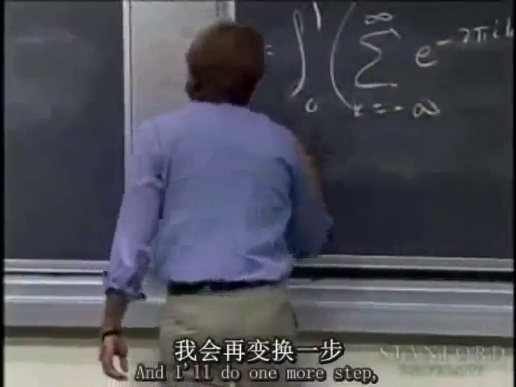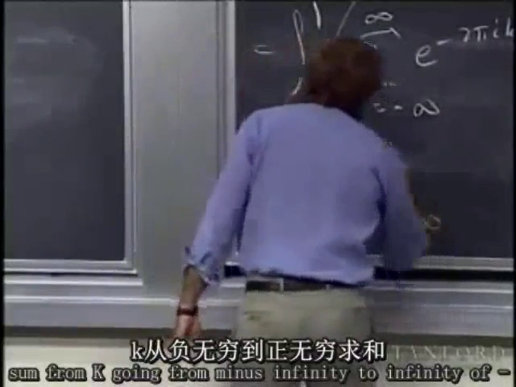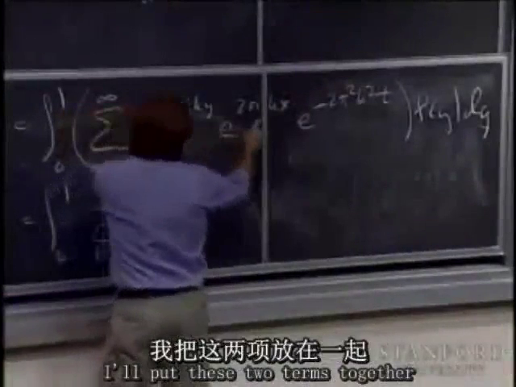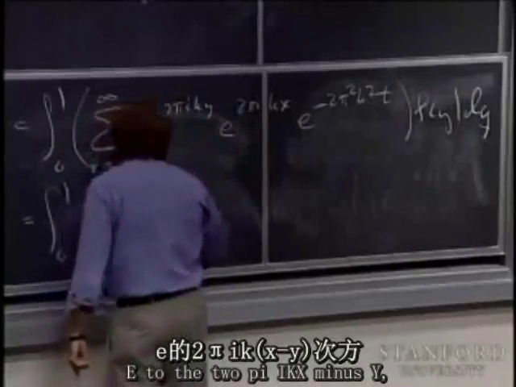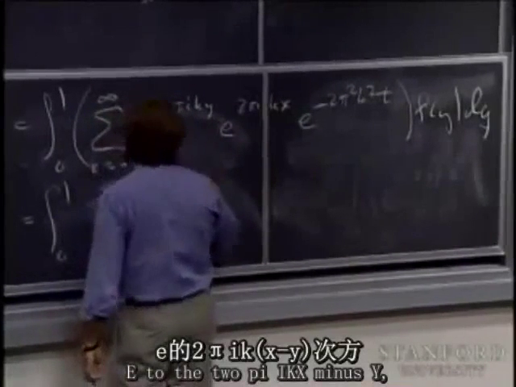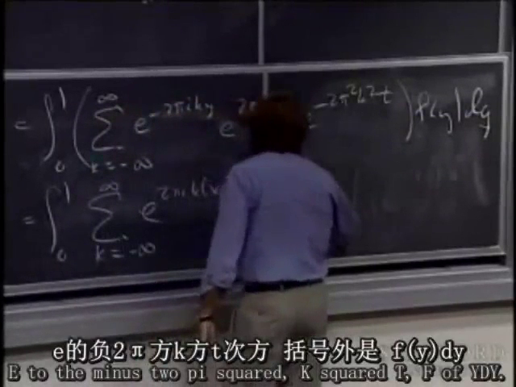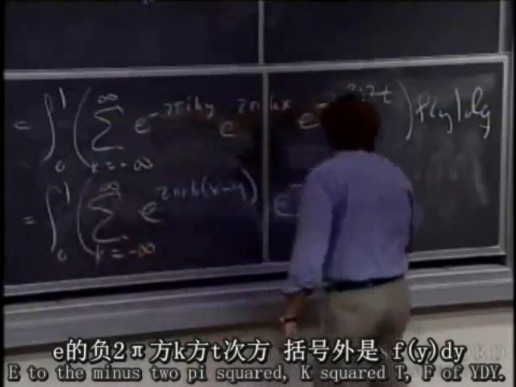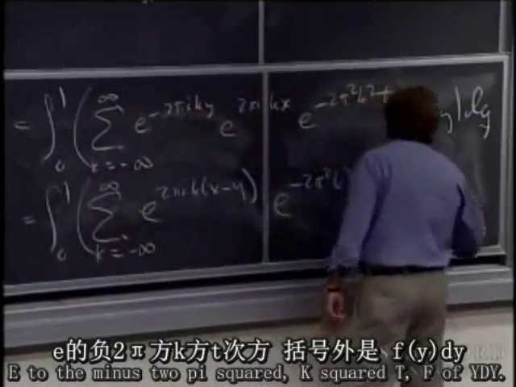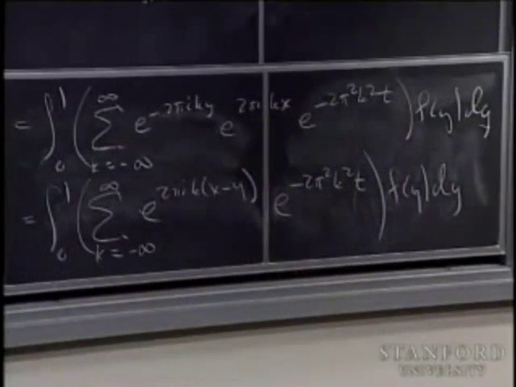And I'll do one more step. This integral from 0 to 1, sum from k going from minus infinity to infinity. I'll put these two terms together because they both have i's in them. e to the 2 pi i k times x minus y, e to the minus 2 pi squared k squared t, f of y dy. Okay, like I say, I haven't done anything really except rearrange terms.